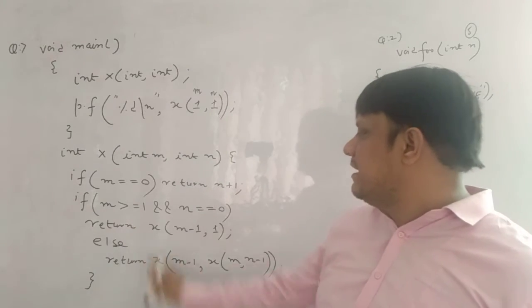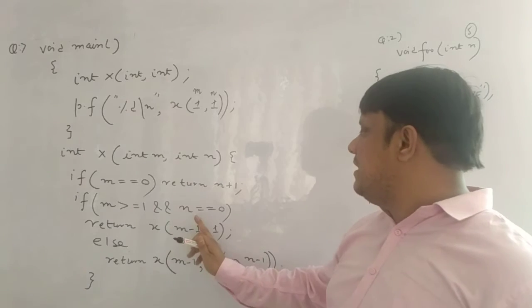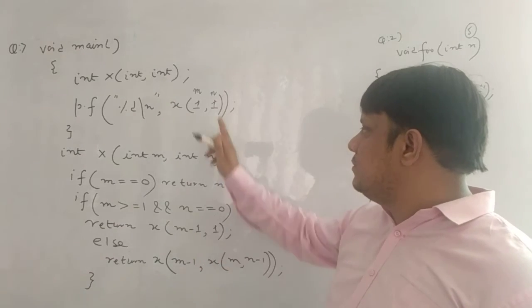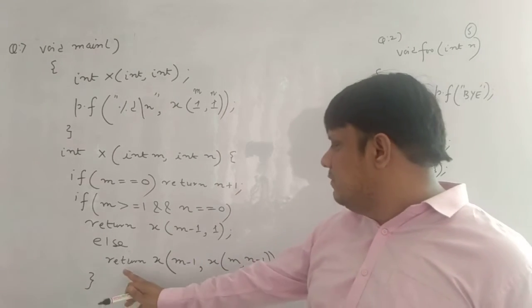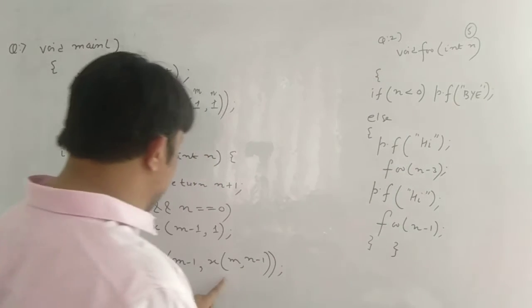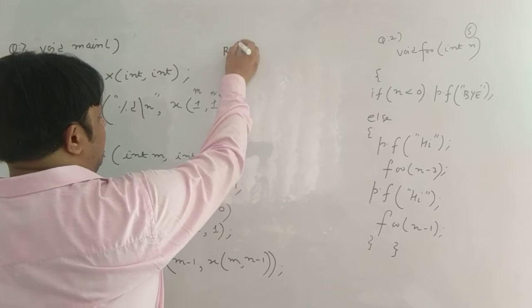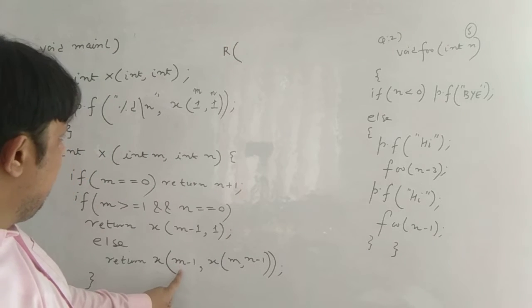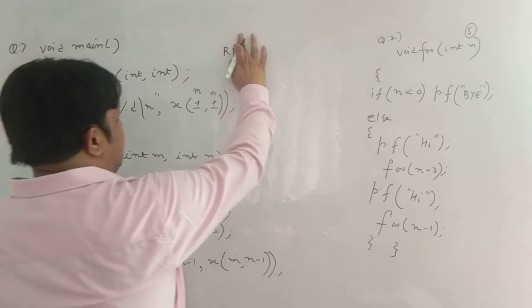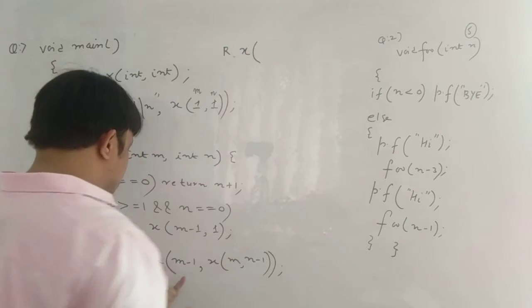Now if m greater than or equal to 1, yes, 1 is greater than or equal to 1, so your condition is true, and n is equal to 0, so this condition is false. So we will go to this return x(m minus 1, x(m, n minus 1)). So we will call this function, return x(m minus 1, ...).